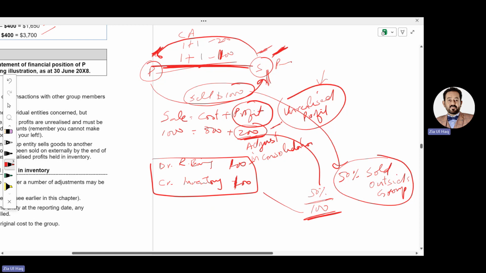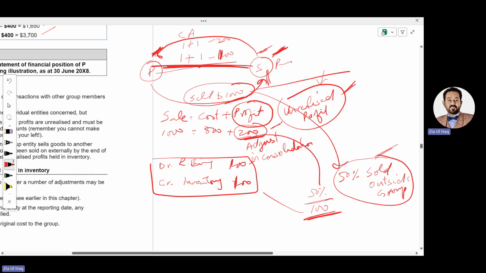So what is the standard saying? If there are any intergroup transactions, we need to eliminate the unrealized profit part from unsold inventory. Out of 1000, half has been sold outside the group, so the remaining half is left. What is the profit part in that half? It will be half of the profit, that is 100.